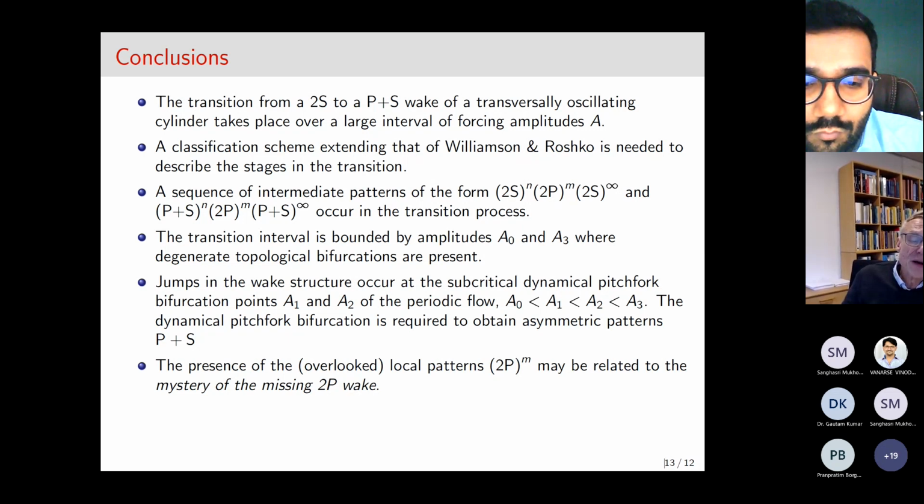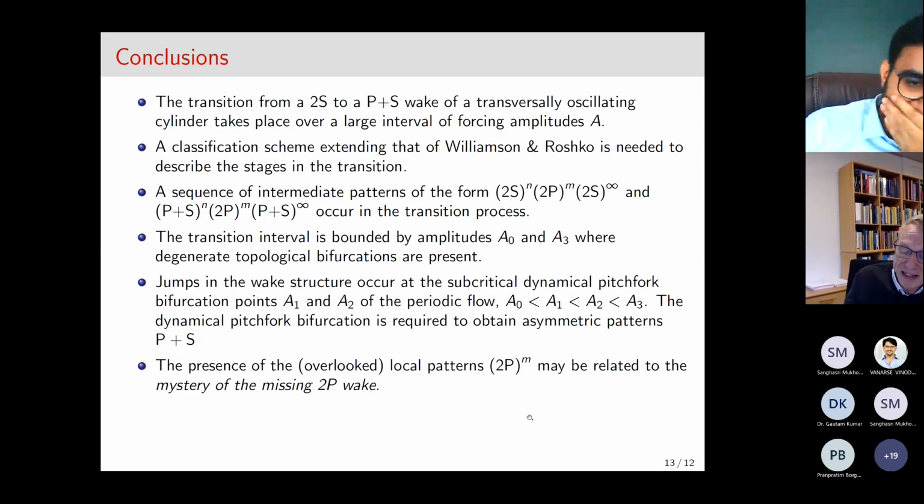If you do numerical simulations, you don't see the 2P wake. It doesn't occur. The full 2P wake, as you see in experiments, does not appear in simulations. So maybe this has something to do with them actually partially existing, and that could shed some light on this problem here.